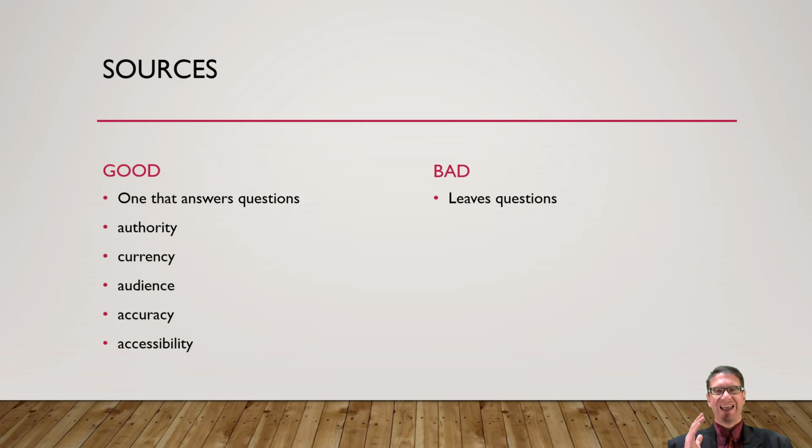A good source is one that answers your questions. It's written by an authority. It's recent, it's had a wide audience, it's really accurate, and obviously you're able to get to it. If it's behind a very expensive paywall, you're not going to be able to get there. A bad source is one that leaves questions. Do you agree with that?